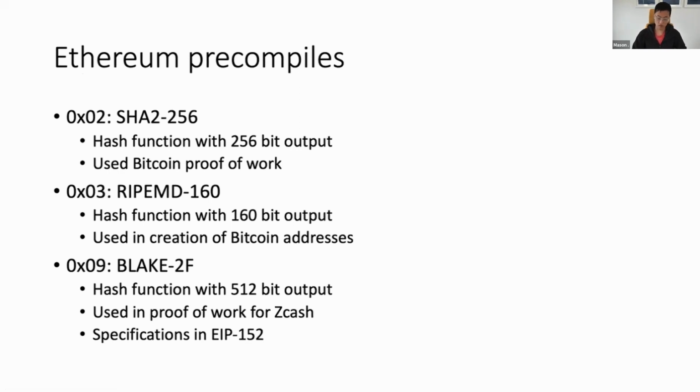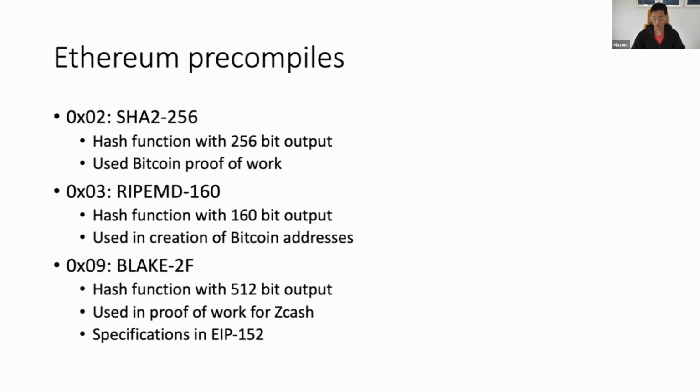I think the reason it's included as a precompile in Ethereum is that it's used in Bitcoin's proof of work. The idea is that if you have this as a precompile, there's an easy way to validate Bitcoin block headers. Then, also Bitcoin related, is RIPEMD-160, which is used for creating Bitcoin addresses. And the final one is Blake2F, which was added after the initial Ethereum specifications, and it's used for Zcash proof of work.